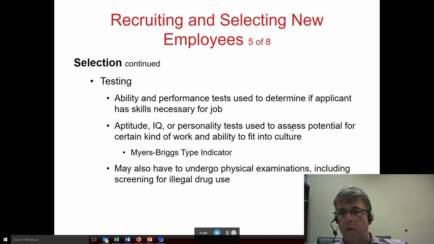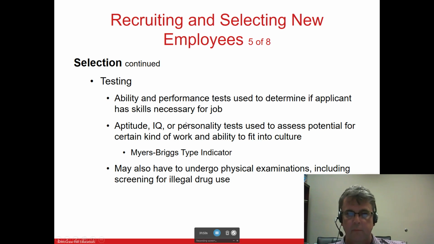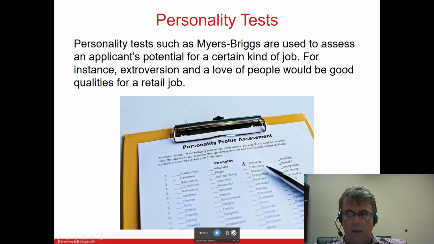You may also have to undergo a physical examination, including screenings for illegal drug use. Okay, lay off the reefer before you go to a job interview. Okay, I know none of you are doing that. At least I certainly hope not. Drugs are bad. Just say no.